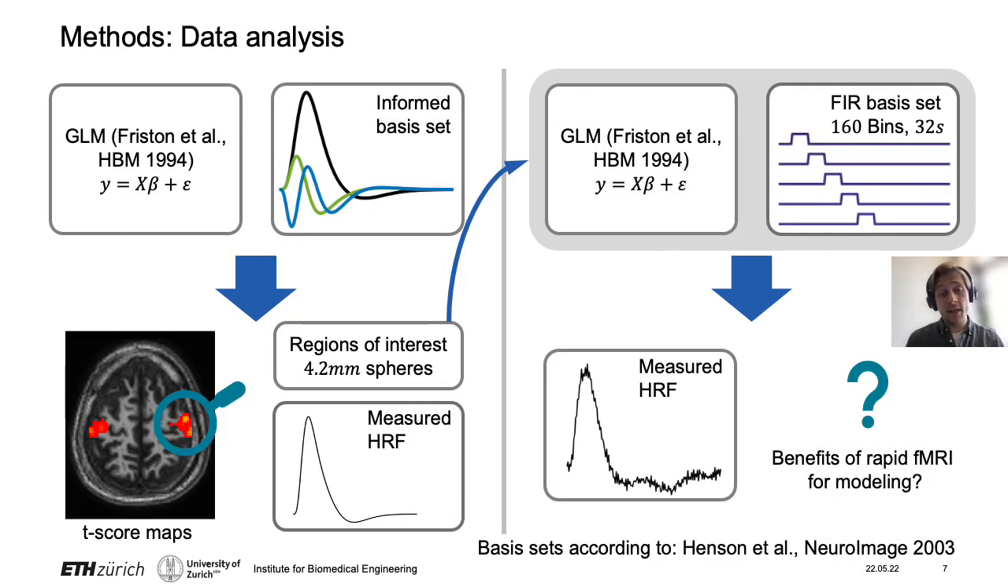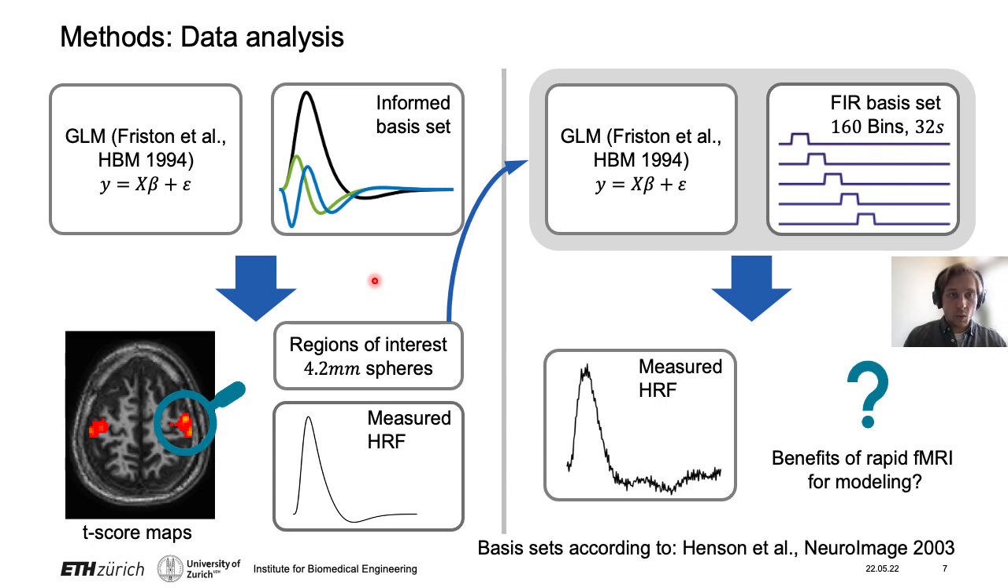We analyzed the data in two ways. First of all, we started out with a very classical GLM approach, where we used the informed basis set to build the regressors which are related to the task. And with that, we could basically get T-score maps to investigate where we have significant activation in the brain. Based on that, we defined 6 regions of interest. I'm going to talk about that in the next slide, where we could already measure the HRF, which we found based on this informed basis set in the GLM.